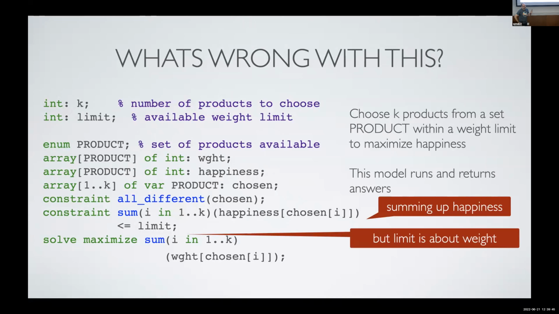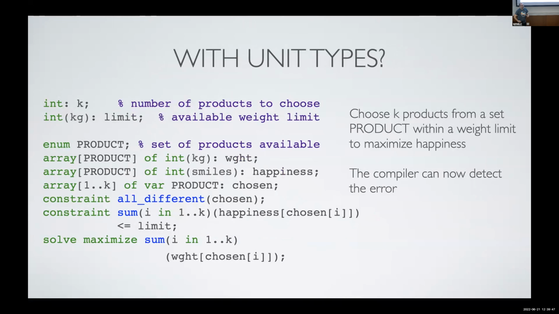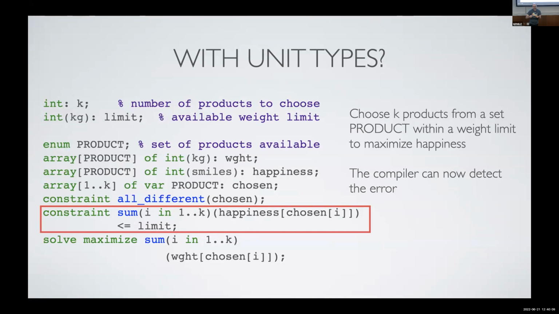So what we would like to do is add unit types into the system so that we can say, okay, the weight limit is actually in, let's say, kilograms, and the happiness is in smiles or whatever. I don't know how to measure that, but no matter how you measure it, it'll be wrong to compare the two, right? So this will now be a static type error, right? And that's the point. So we want to add unit types that automatically make these things incompatible.